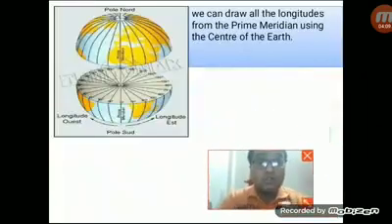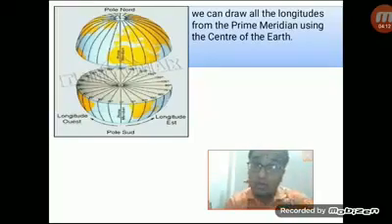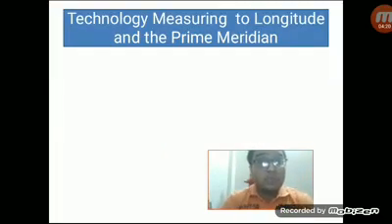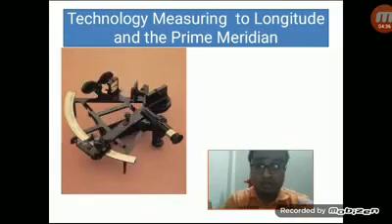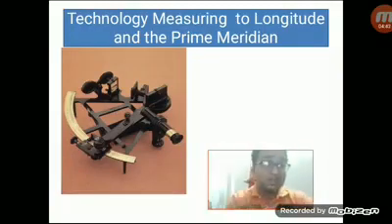This is the picture of the world map, and we can draw the lines of longitude using the center of the earth. Okay. Now technology for measuring longitude and the prime meridian. Here I am going to show you two pictures, and I'm going to introduce two technologies. This is the picture, and the name of this technology is the sextant apparatus, and this is used to find out the longitude of the different places of the world.